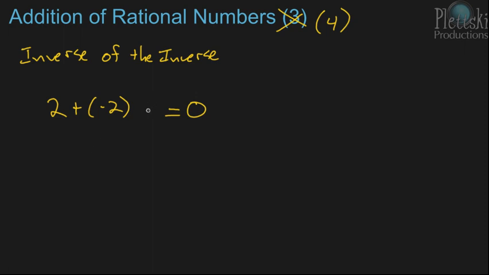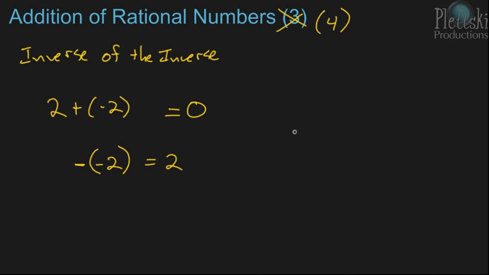So what if you have an inverse of an inverse? Let's say you have the inverse of 2, which is -2, and you take the inverse of that. So you have a negative -2. Well, the definition is the inverse of an inverse of a rational number is the number itself. So here we have a negative of a negative. It's going to be the number itself. It's just going to be 2. So you can think of it as if you subtract a negative number, it's actually just a positive.